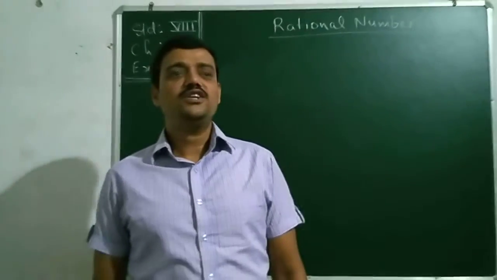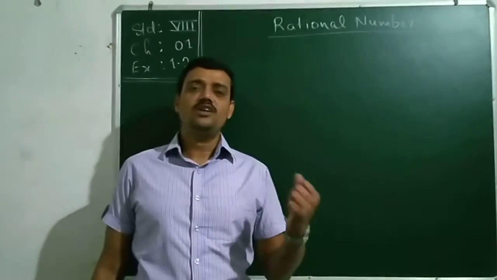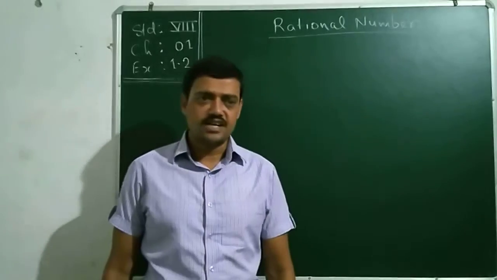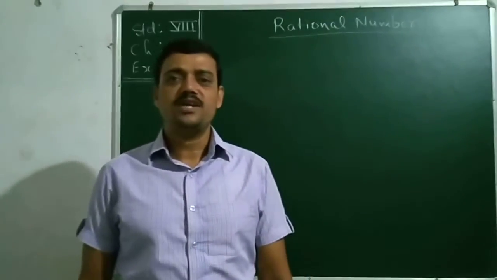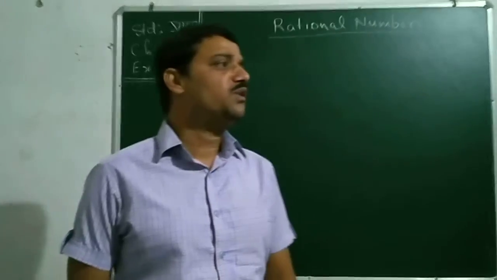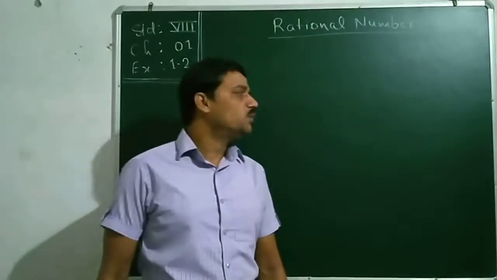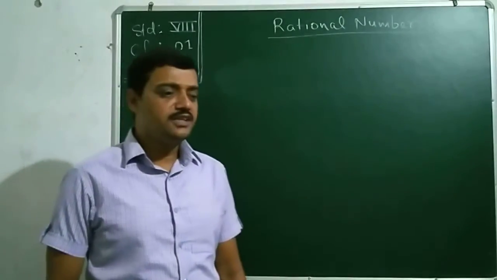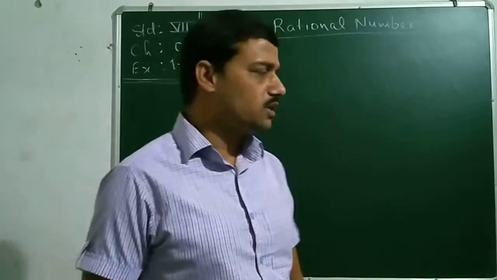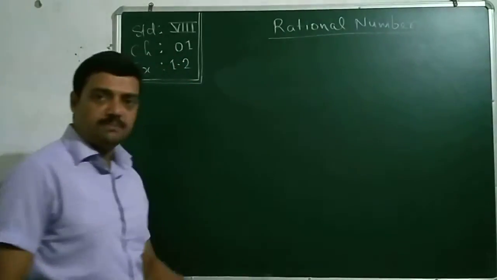Yesterday, I had explained to you 1.1 of Standard 8 NCERT Maths. Today, I am going to explain the 1.2 also. But before going to the 1.2, we need to learn about the representation of rational numbers on number lines. See how we represent.